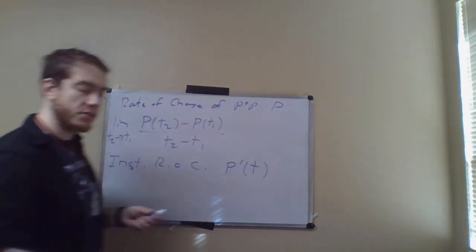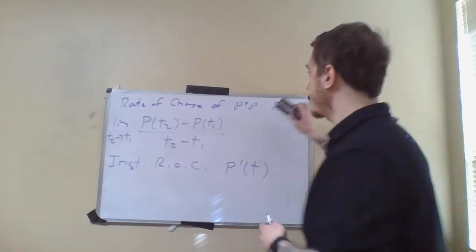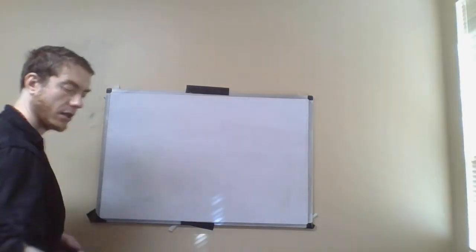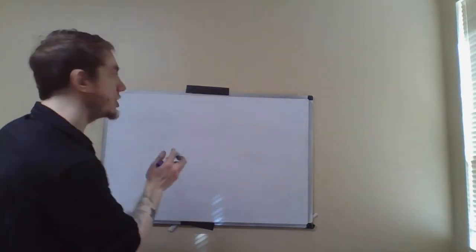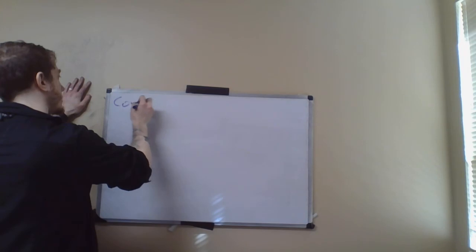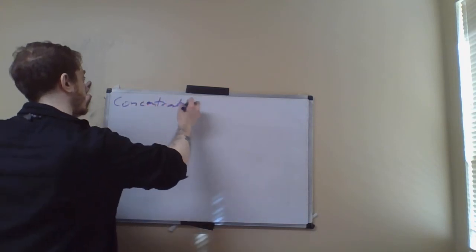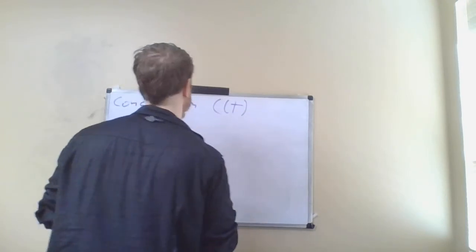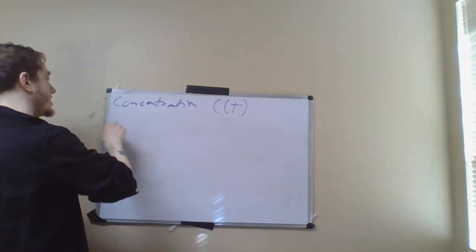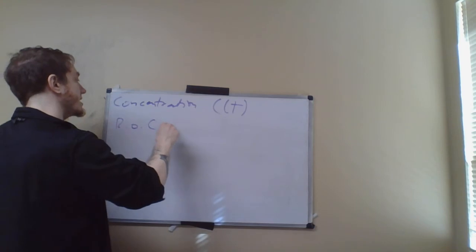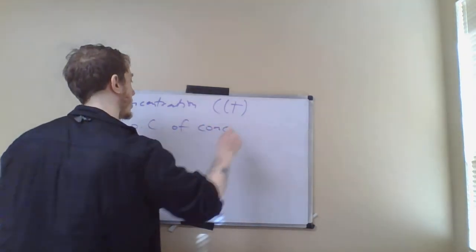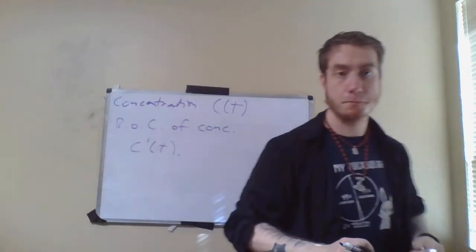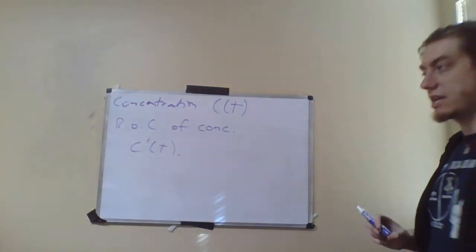Another case where this comes up is in medicine. Like, let's say that we have the concentration of some sort of medication in the blood is given by C of t. Well, then the rate of change of the concentration will be C prime of t. So once again, we see derivatives come up.